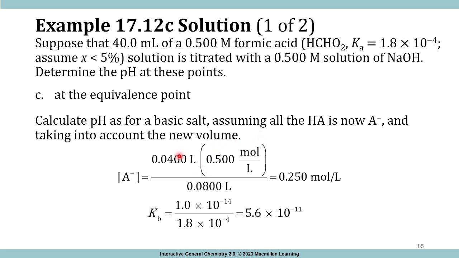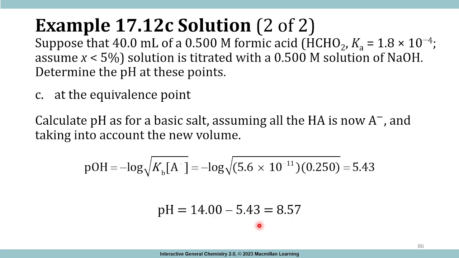And so we take 40 milliliters times 0.5 molarity divided by 80 milliliters. That's going to give us 0.250 moles per liter. This is your initial concentration of conjugate base. We also need to get the Kb. The Kb is going to be 10 to the negative 14, i.e. the Kw, divided by the Ka, which is 1.8 times 10 to the negative 4. And that gives us 5.6 times 10 to the negative 11, which is our Kb.